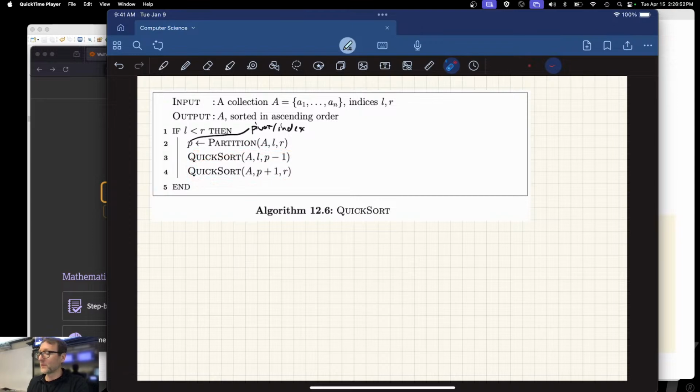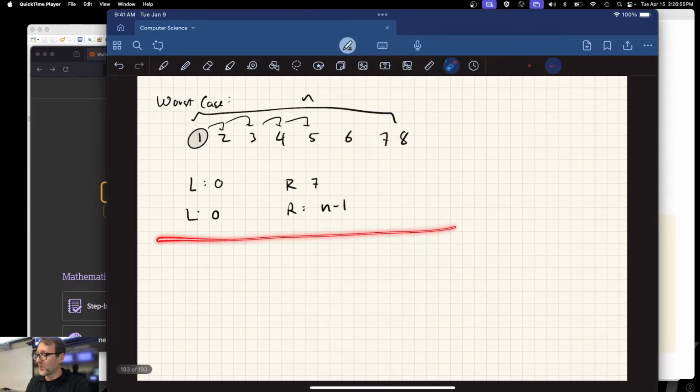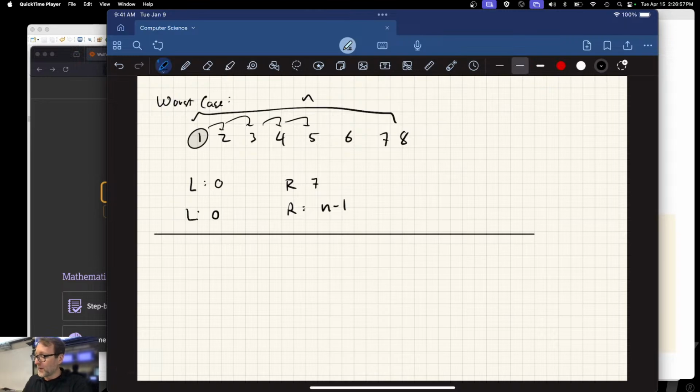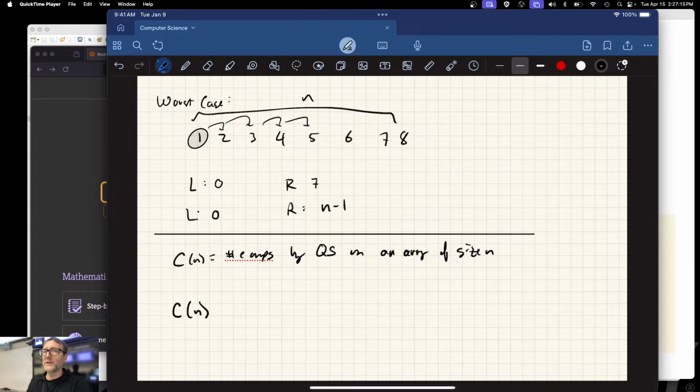What about these recursive calls here? So once again, I'm going to set up a recursion. Let C sub n be the number of comparisons by quicksort on an array of size n. C sub n, this is the worst case now, remember. We are going to make a recursive call on an empty list, C sub 0. Then we're going to make a recursive call on a list of size n minus 1.